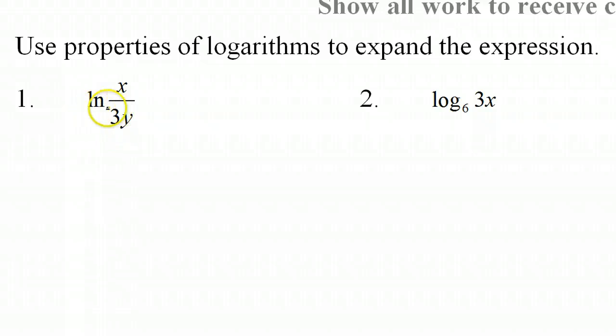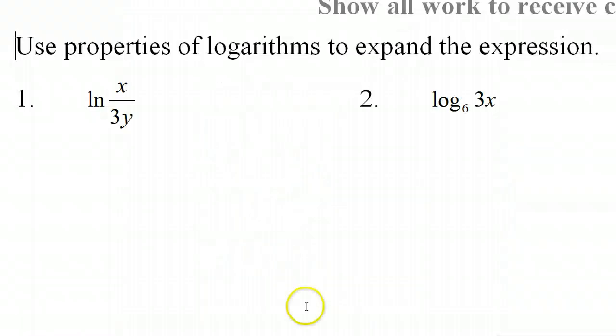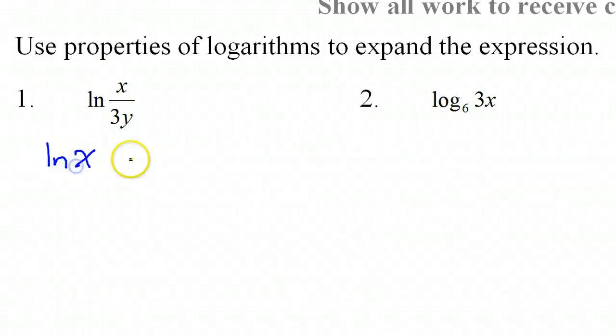Problem number one, natural log. That's what that is, base e, if anybody cares. That's x over 3y. First thing that jumps into my mind is the quotient property. The log of a over c should equal the separate logs if we subtract. All right, the difference of the logs. So this will become the natural log of x minus the natural log of 3y.